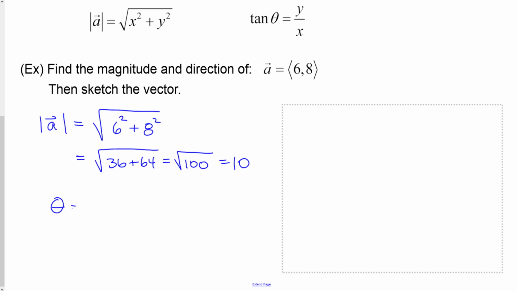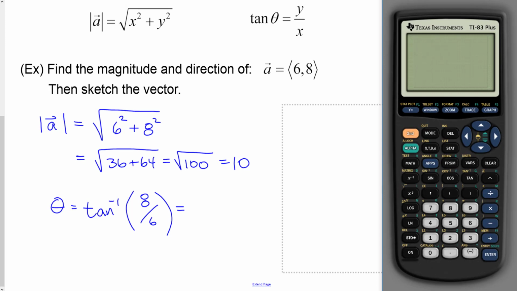The direction is going to be the arctangent of y over x, so 8 over 6, and I'll get the calculator to determine what that is. Make sure I'm in degree mode, because I'm going to answer with degrees. So the arctangent of 8 divided by 6, you don't have to reduce it, it'll take care of that. So, 53.1 degrees.